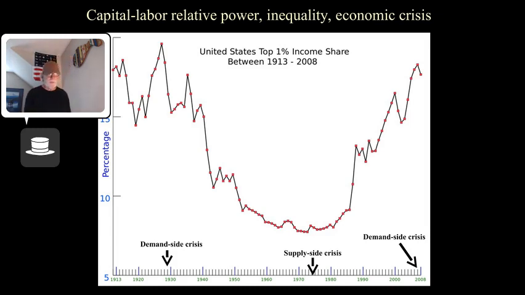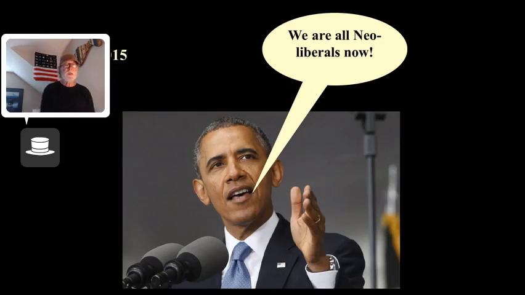where income inequality is coming down, the capitalist class decides, I've had enough. We had the supply-side crisis, and then we had to institute a new social structure of accumulation, which is neoliberalism. And now we see the rising level from 1980, and of course it peaks, and we had another demand-side crisis, which is what happened in 2007, 2008.